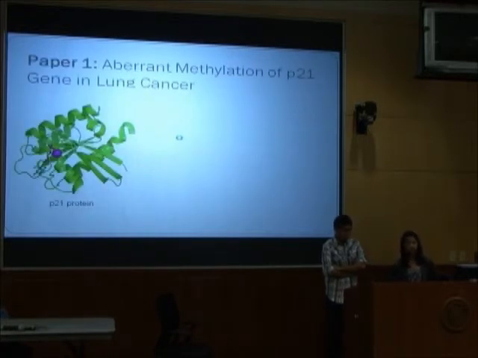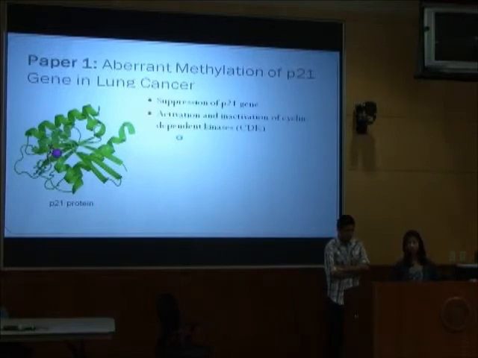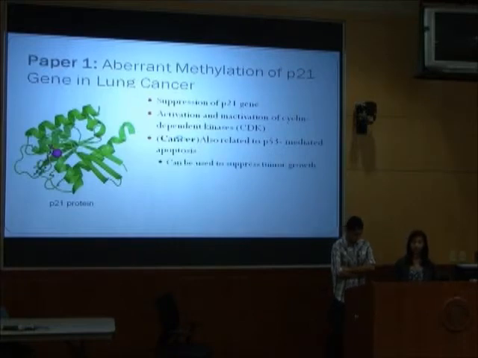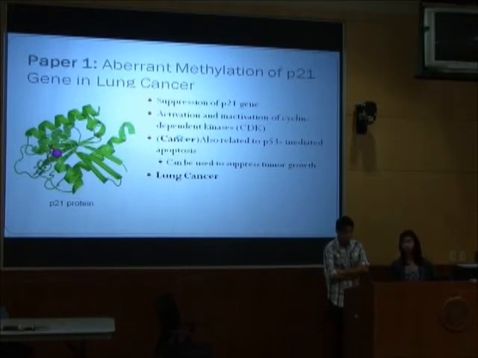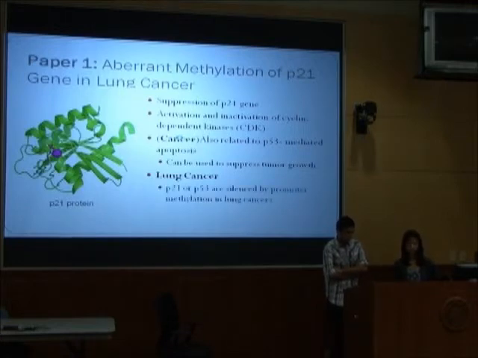The first paper that we read dealt with the variant methylation of P21, which was another tumor suppressor protein in lung cancer. It dealt with the suppression of the P21 gene, and it also mentioned the activation and inactivation of cyclin-dependent kinases that allowed for the initiation of DNA methylation, but it didn't really go in depth, but it was definitely a big part of this paper. In cancer in general, it's also related to P53-mediated apoptosis and can be used to suppress tumor growth. However, in lung cancer specifically, the P21 or P53 protein is silenced by promoter methylation.